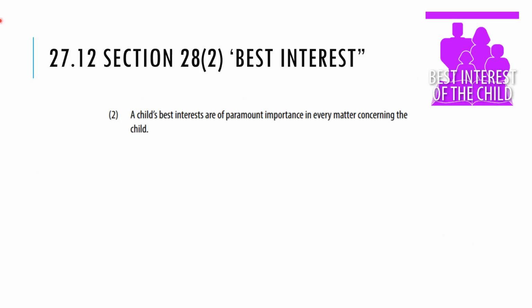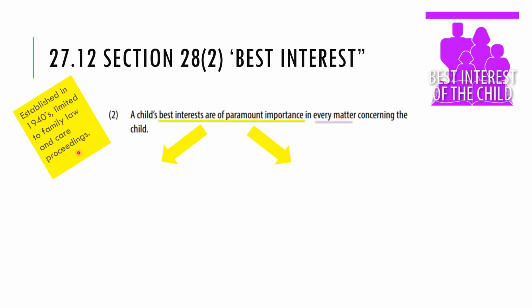This brings us to the next section, section 28.2, which is the best interest principle of the child. Section 28.2 says a child's best interests are of paramount importance in every matter concerning the child. Now this was established already in 1940, but it was limited to family law and care proceedings. Today it follows the lead of international instruments and expands the meaning and application to all matters that have to do with a child.